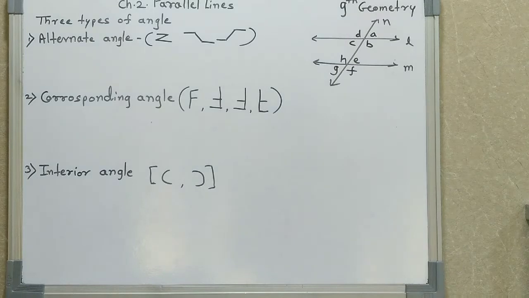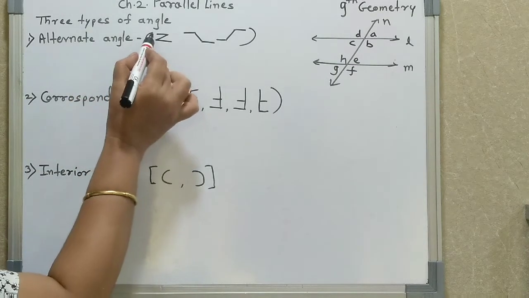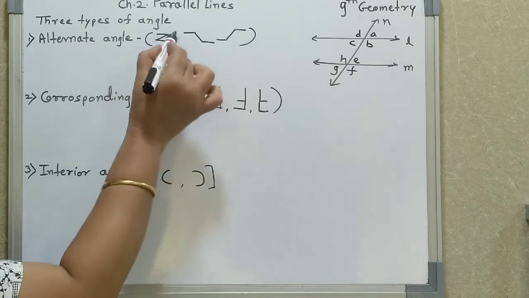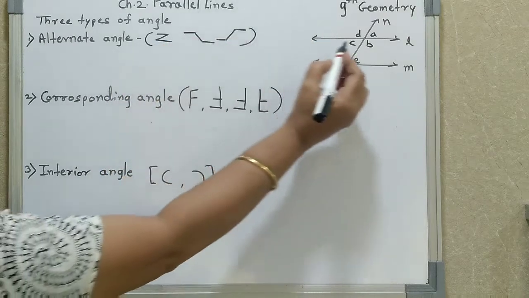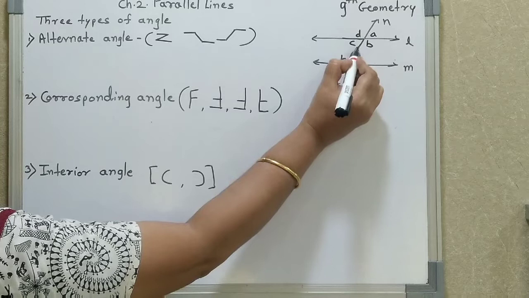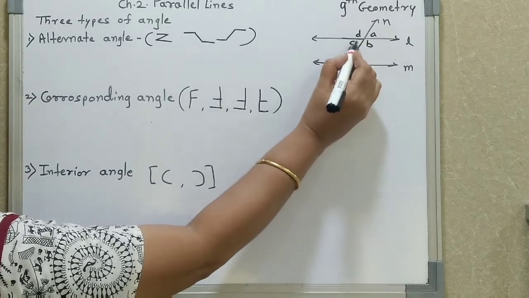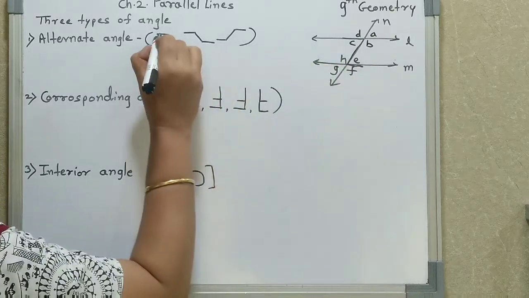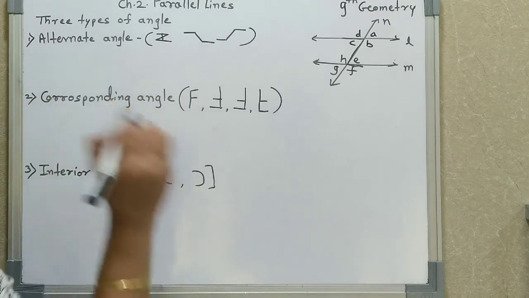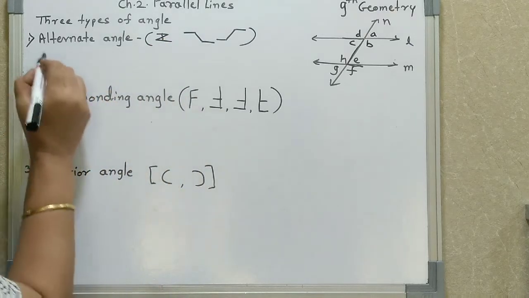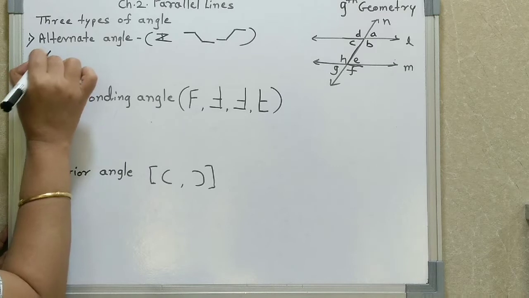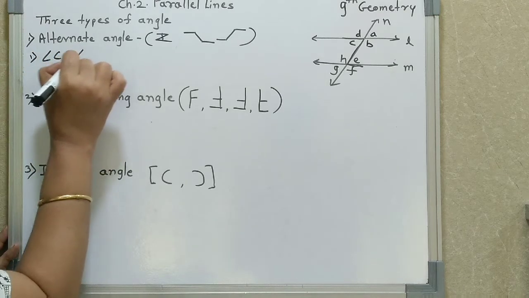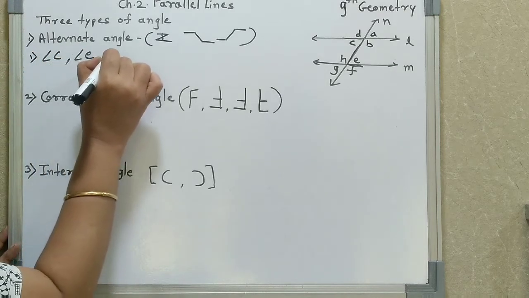Now first we see the alternate angles. An alternate angle is in this shape, Z, or this shape or this shape. See here, these are the alternate angles. So this C and E, this angle and this angle, are alternate angles. So I write here first pair, that is angle C and angle E.